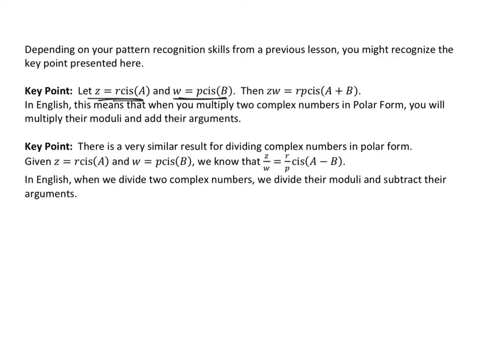We get a really similar result for division. If I have the same two complex numbers given in polar form, when you divide those two complex numbers, you get the result by dividing the moduli, so r divided by p, and then subtracting the arguments, a minus b, to give you the new argument. Now, I've got some examples of this, and then we're going to extend it into some other things as we move through this lesson.